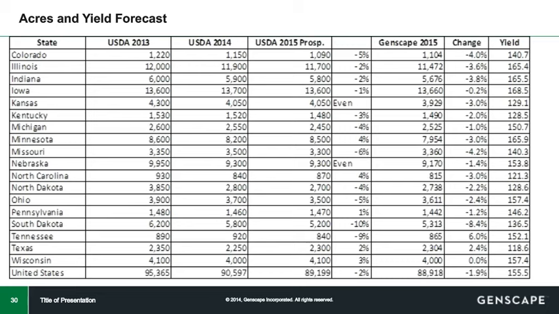Illinois, Indiana, down close to 4%. But Iowa about dead even. Minnesota, I believe, is pretty close to even, down slightly.